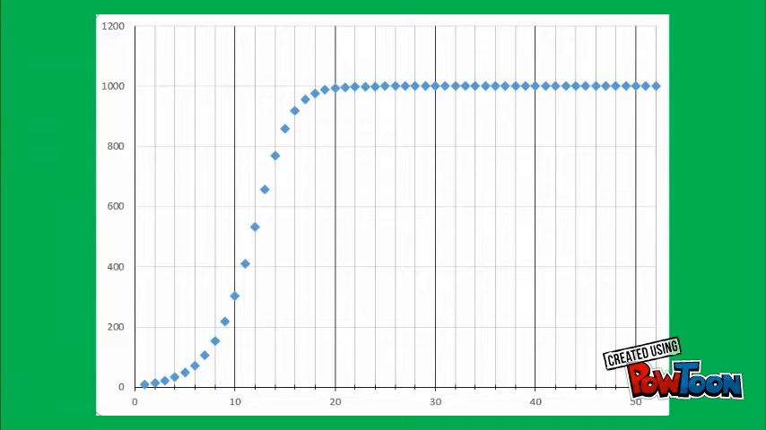The total population graph for a growth rate of 50% looks very similar to the same chart for a 20% growth rate, but it reaches the carrying capacity much more quickly.